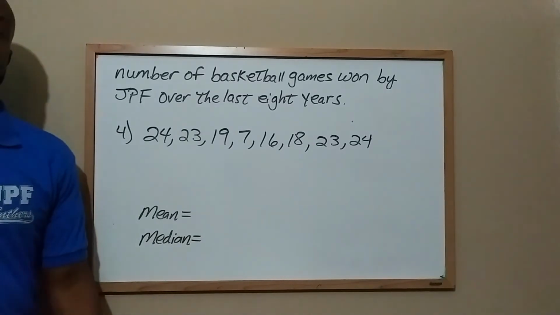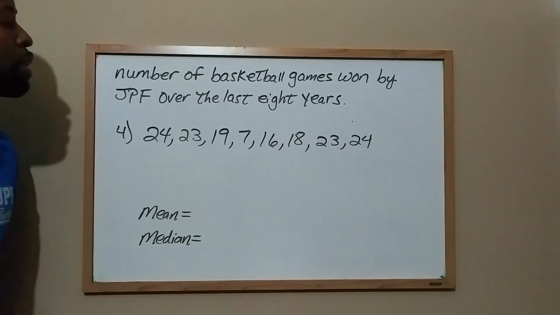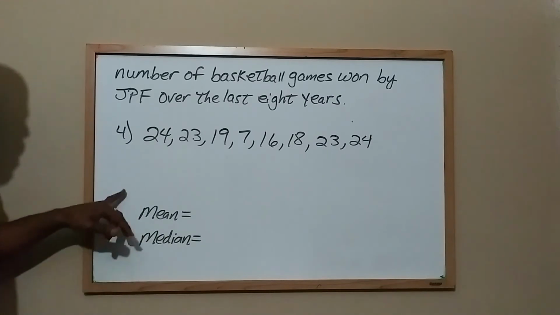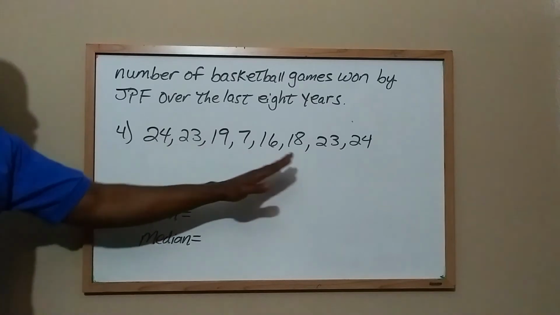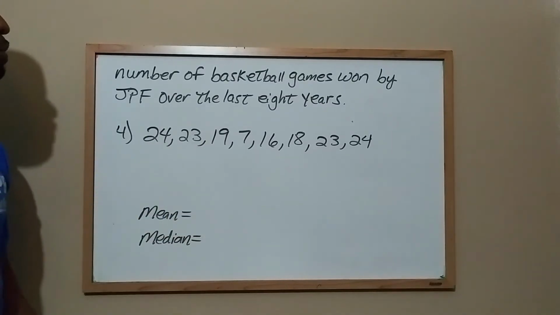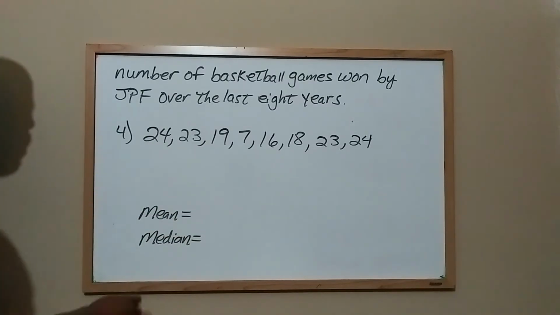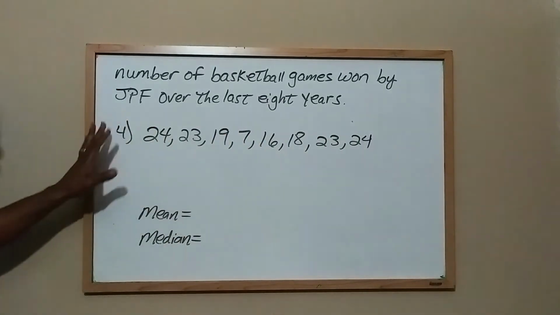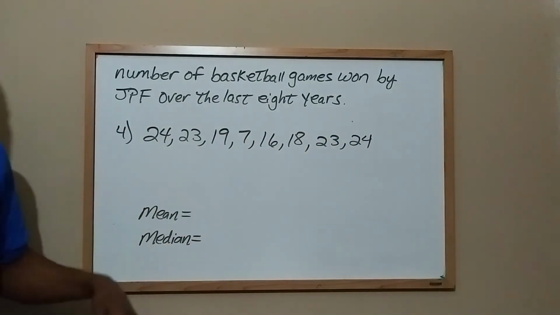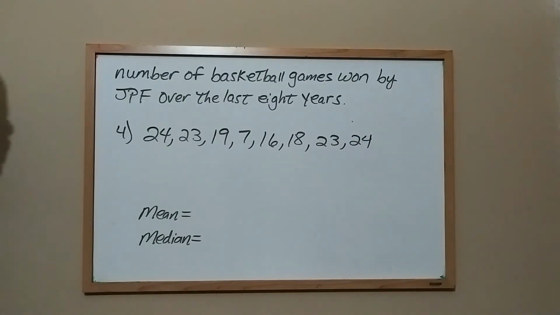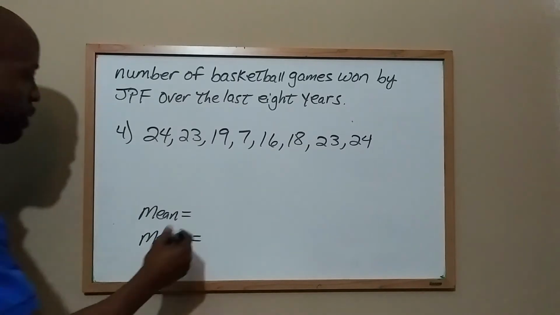At this point, what I'd like you to do is pause the video and calculate the mean and find the median for this list of numbers. Now let's go over the solutions. So for the mean, keep in mind we must add up all of the numbers first. We add up all of the numbers and then divide by the total amount of numbers given in the list.